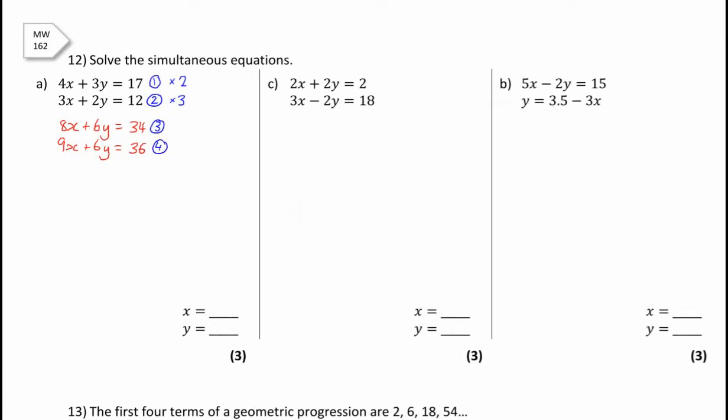Okay, I'm now going to eliminate the y's by subtracting, because if we see the same signs, we subtract. So both plus, so we're going to subtract them. And I'm going to do equation 4 take away equation 3.